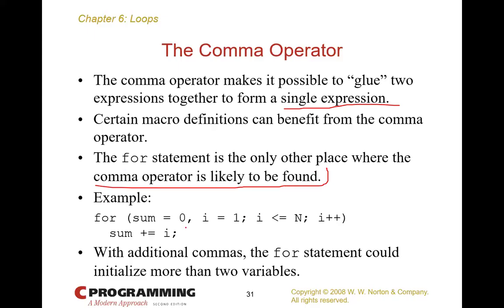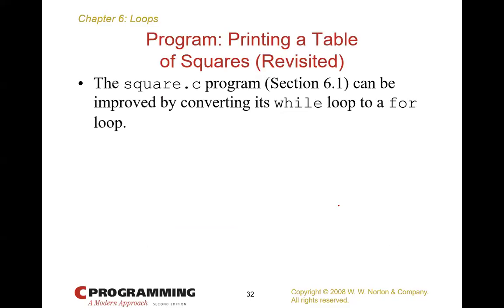So you can find the comma operator in the for loop, and also you can find it in macros. I hope you remember macros, definition of constants in C. You can find it in constant definition. With additional commas, the first statement could initialize more than two variables. So you could have another comma here, some expression, another comma, some expression, and so on.